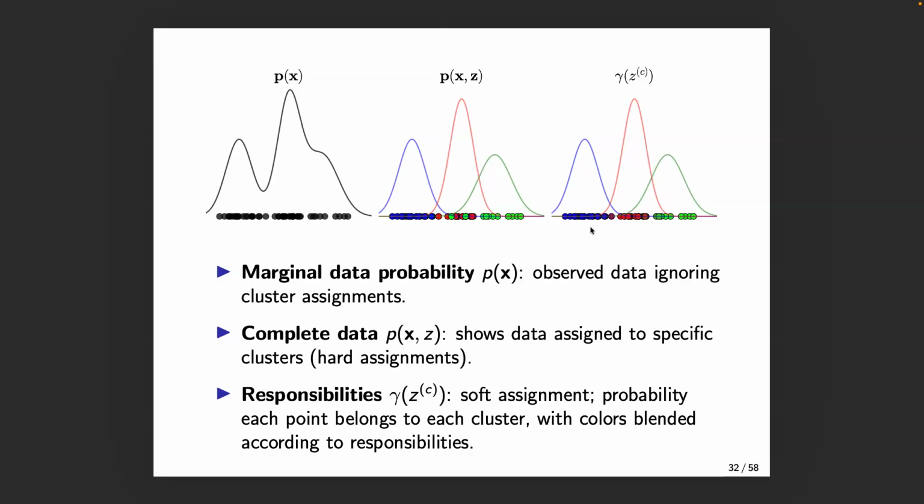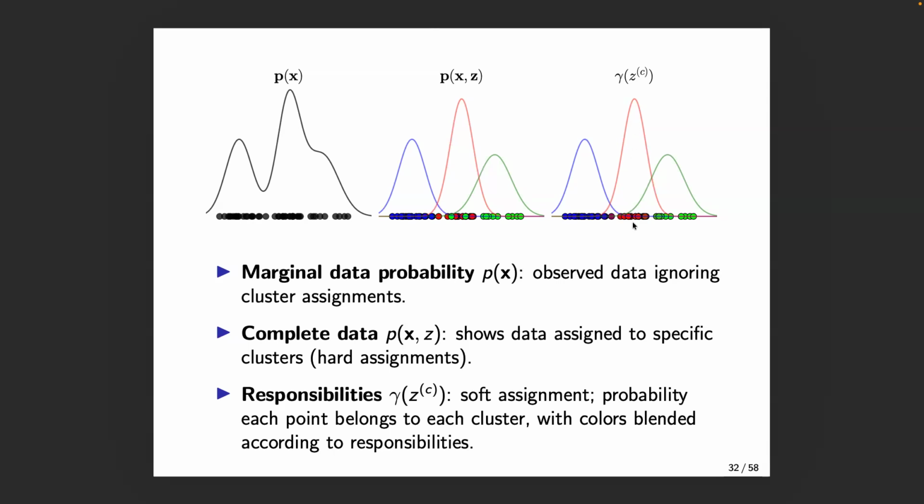Here, the colors for each data point are blended proportionally to the probabilities of the data point belonging to each cluster. For example, here we can see this green point. Do you see my arrow? Yeah, so this green data point comes from the third, green cluster. But if we compute the soft assignment, we can see that it's red, because there is a very high probability that this data point can be sampled from the second cluster.